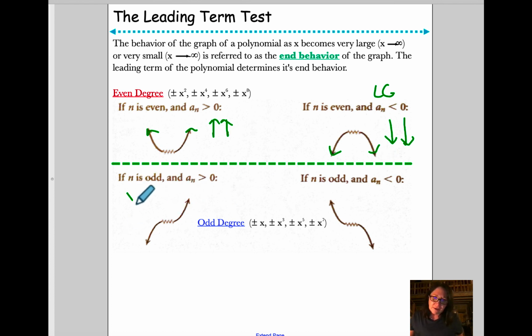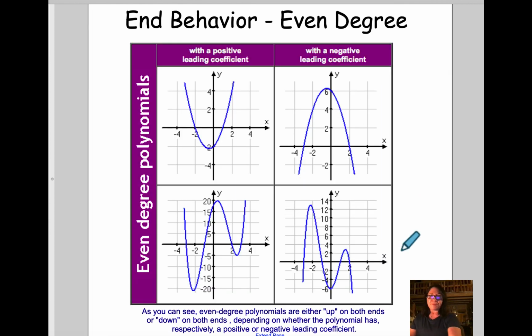But if it's odd, like if it's x to the 1 power, or x to the 3rd power, or x to the 5th power, your right arm is going to go up, left arm is going to go down, okay? If it's negative, then for a positive cubic, your end behavior looks like that. For a negative cubic, your right arm is down and your left arm is up like that.